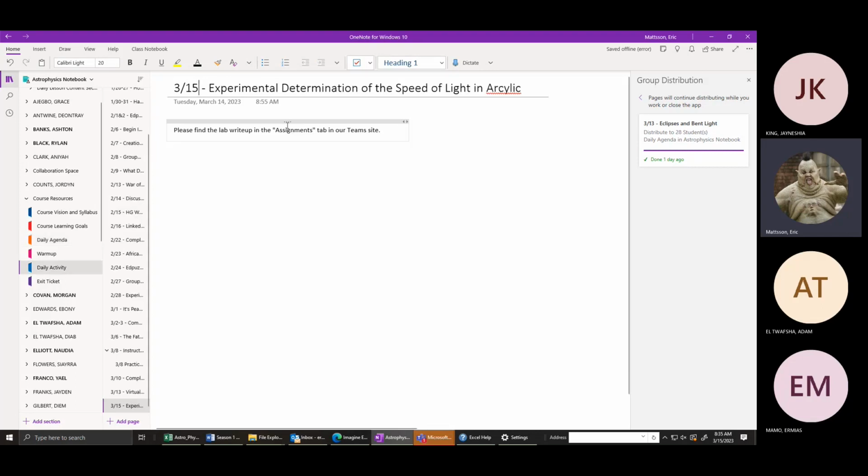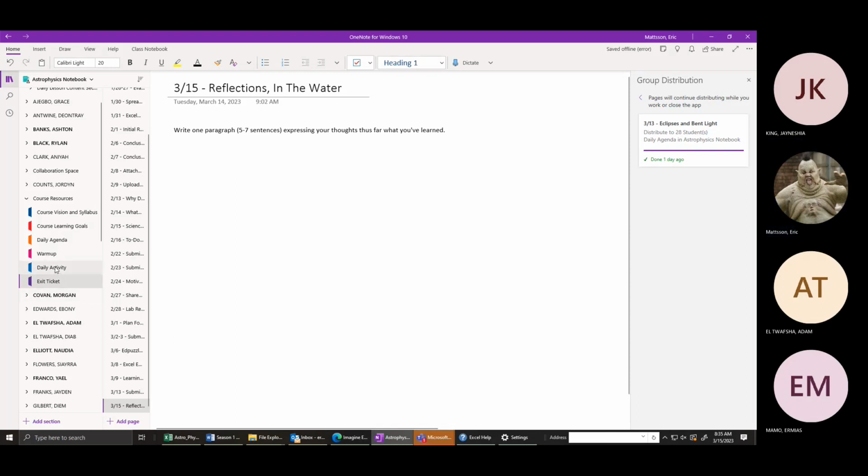Then here's our lab. You're going to find the lab in the actual assignments tab. We'll go to that in a second. And then the reflection is just after you write a 1 paragraph, 5 to 7 sentences about what you've learned about light over the past couple days.